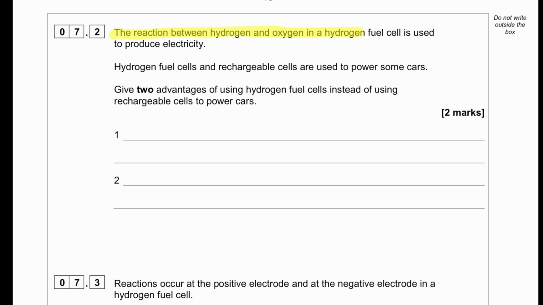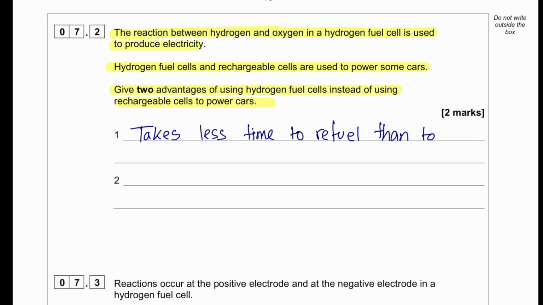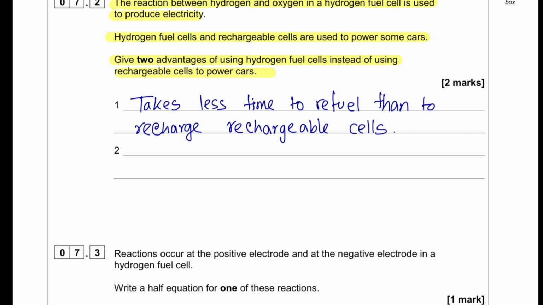The reaction between hydrogen and oxygen in a hydrogen fuel cell is used to produce electricity. Hydrogen fuel cells and rechargeable cells are used to power some cars. Give one advantage of using hydrogen fuel cells instead of rechargeable cells to power cars. When hydrogen reacts with oxygen in the air, it produces water, which is not a toxic chemical that needs to be disposed of at the end of the cell cycle. It also takes less time to refuel, the car travels farther before refueling is possible, and there is no loss of efficiency over time.